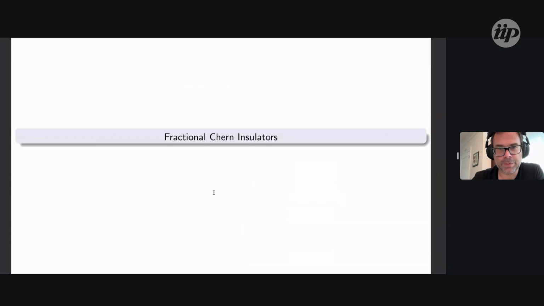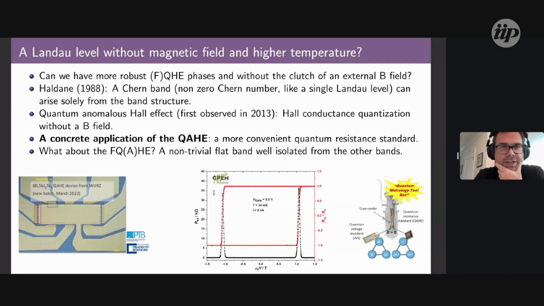Right. So a brief reminder about fractional Chern insulators. I'm sure that most of you know the story, but you can date back at the question like, can we get quantum Hall effects in general, both the integer and the fractional, without any external magnetic field, and potentially at higher temperature? For the non-interacting case, the question was answered by Haldane in '88. So as long as you have a band with a non-zero Chern number, this will act basically like a single Landau level. And this will arise solely from the band structure, not from the external magnetic field.